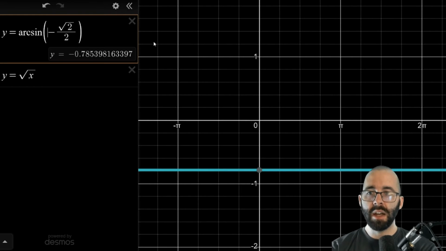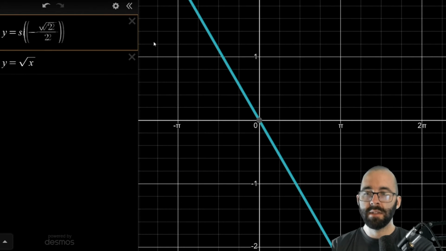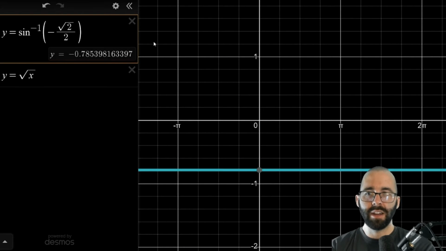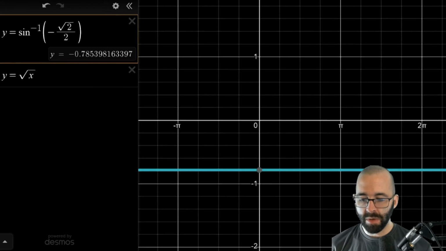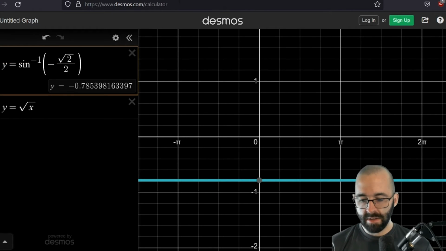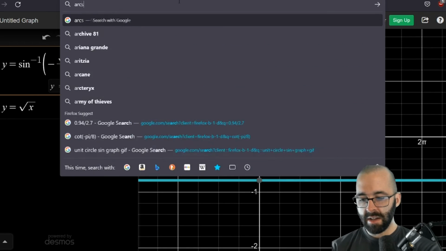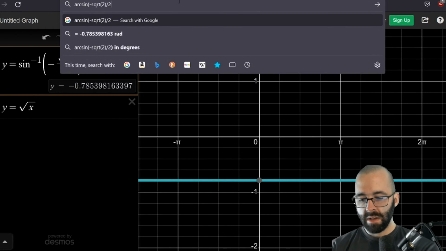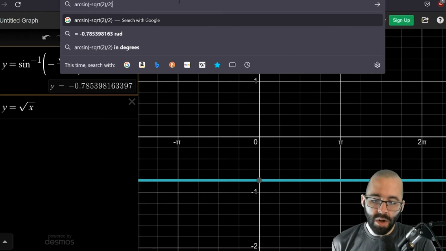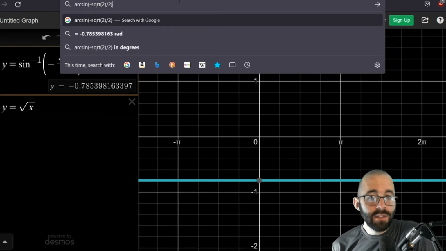And again, you can also type in inverse sine. I don't know if you can do this actually. Yes, you can. You can type in inverse sine like this, or you can type in arc sine, and Desmos will take them both. We could also look at Google. If I say arc sine of negative square root of 2 divided by 2, Google also gives you an approximate answer, negative pi over 4. And it gives you in radians, but you could specify if you want it in degrees.